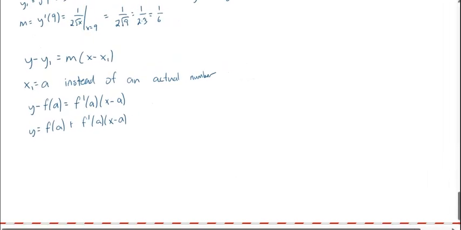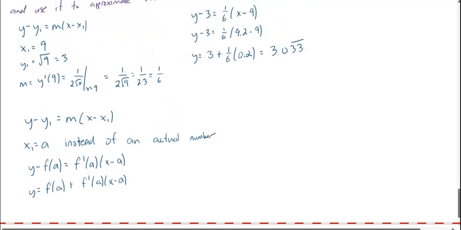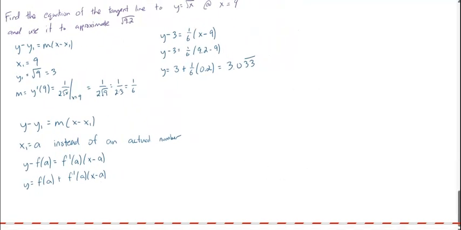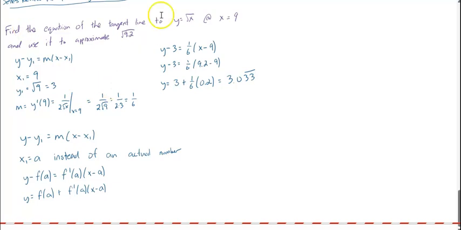Say I was asking you for a tangent line, but instead of giving you like 9, I just said a. And instead of giving you root x, I just said a function, right? So we would take y minus y1 is m times x minus x1. And I'm just going to let x1 equal a. So that's going to be a. And then instead of y1, I'm just going to have f of a. And instead of m, I'm just going to write it as f prime of a.